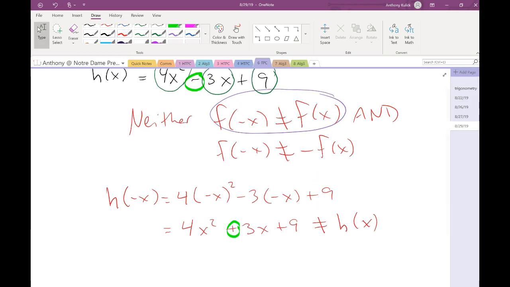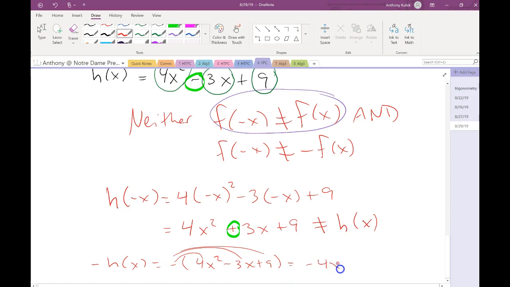Okay. So if I want negative h of x, that would be this. And when I distribute that negative sign, I'd have negative 4x squared plus 3x minus 9. Right? If I compare this to this, are those the same? No, right? So I also know that this is not equal to negative h of x. And I'm done.